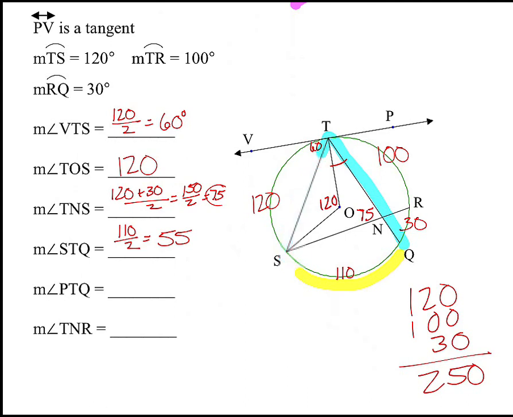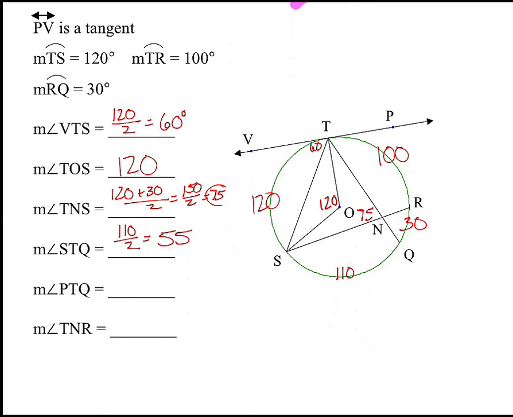Let's clear that up. And now let's figure out what our last 2 angles are. PTQ. Again, this angle is on the circle, but it's intercepting 2 pieces. It's intercepting the 100 degrees and the 30. So it's intercepting a total of 150 degrees. So since that's 150 degrees, that means my angle is going to be half of that 150. So it's going to be the 150-degree arc divided by 2. That's a 75-degree angle.